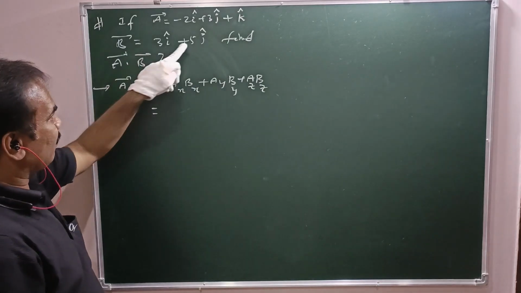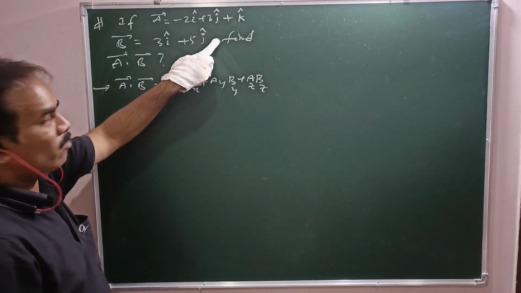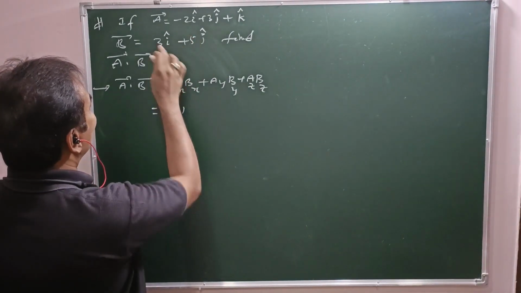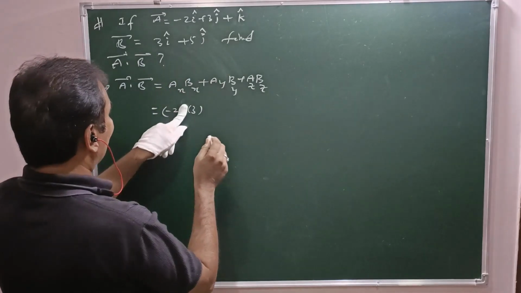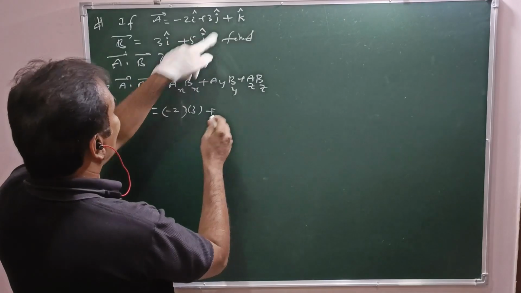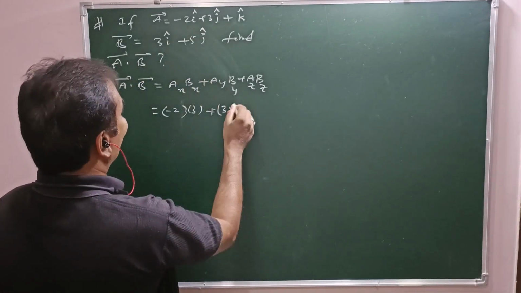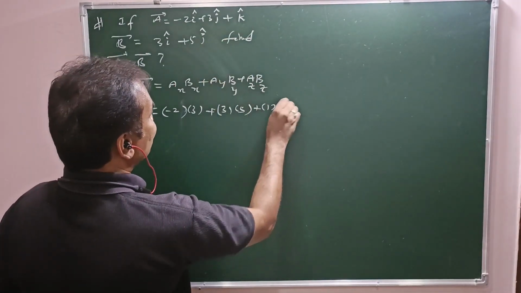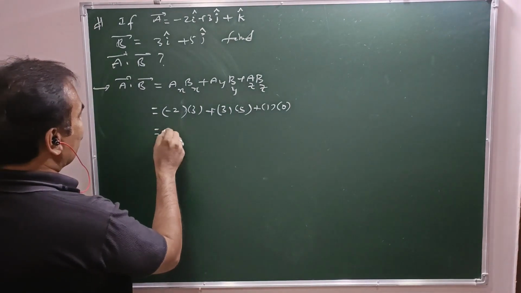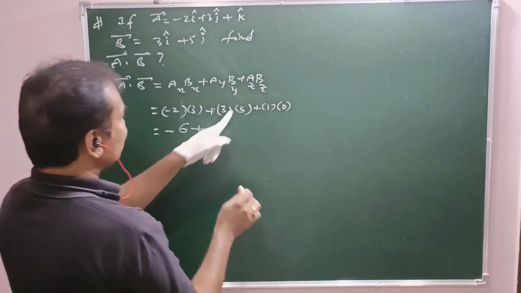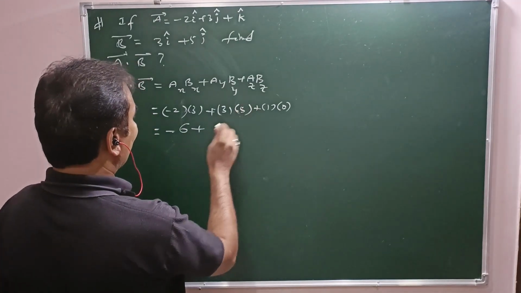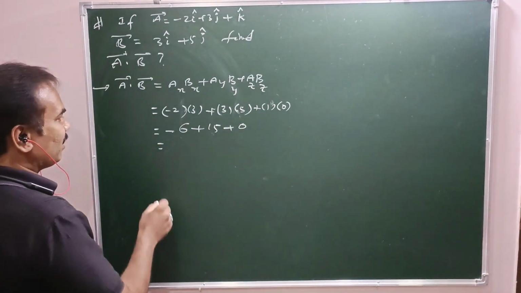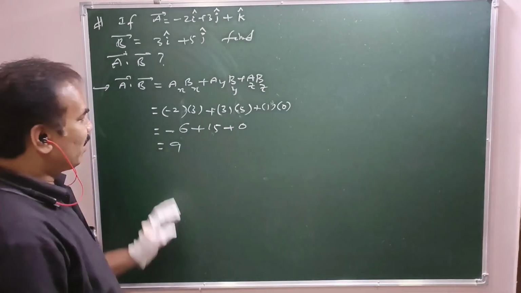Similarly, bx equal to 3, by equal to 5, bz equal to 0. Why? Because there is no z component for b. So ax minus 2 into bx 3, plus ay 3 into by 5, plus az 1 into bz, which is 0. That is minus 6 plus 3 into 5, 15, plus 1 into 0, 0. So 15 minus 6, that is 9. a bar dot b bar equal to 9.